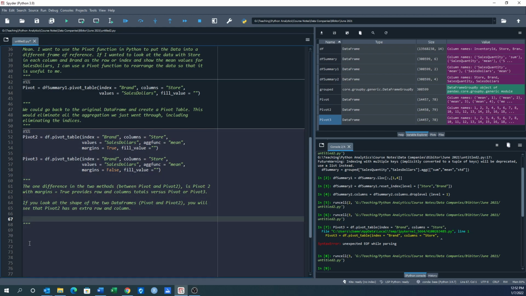Okay, in the last video, we were doing a comparison: instead of aggregating your data and then doing a pivot table, just go back to the original data and do a pivot table on your original data. We saw one way of doing that, and I showed the difference between margins equals true and margins equals false. At the end of that video, I put up a caution flag.